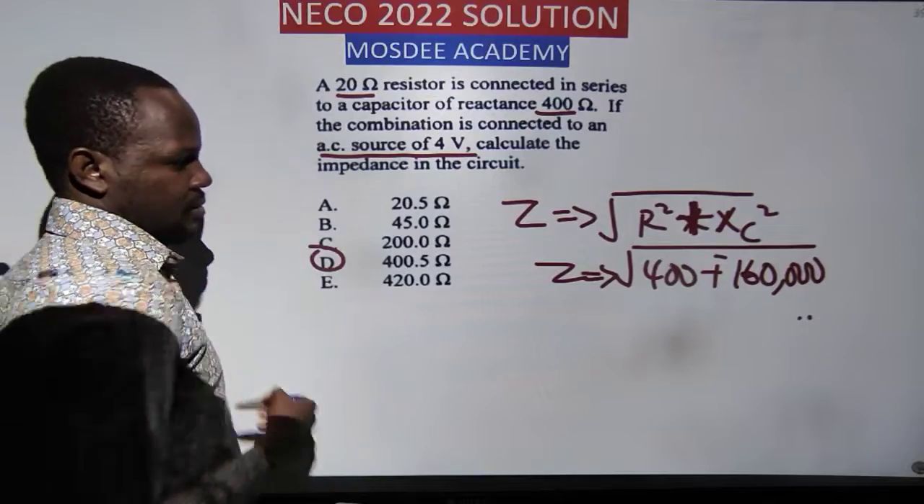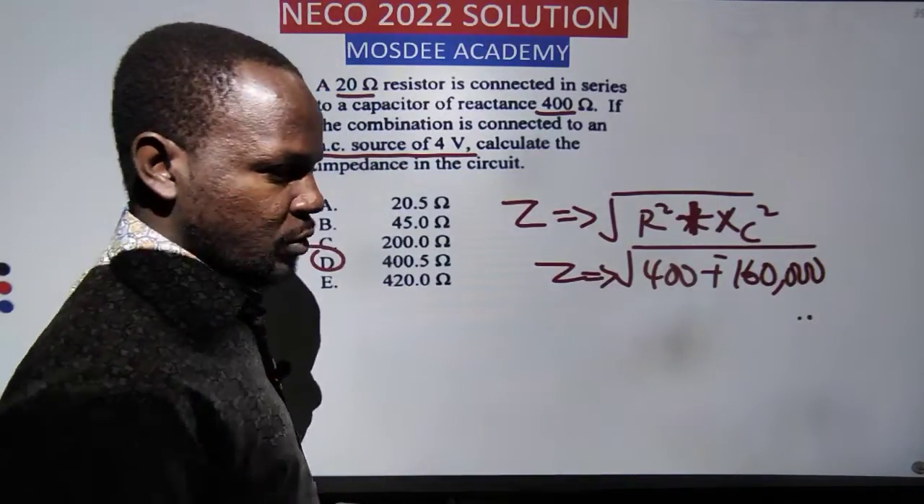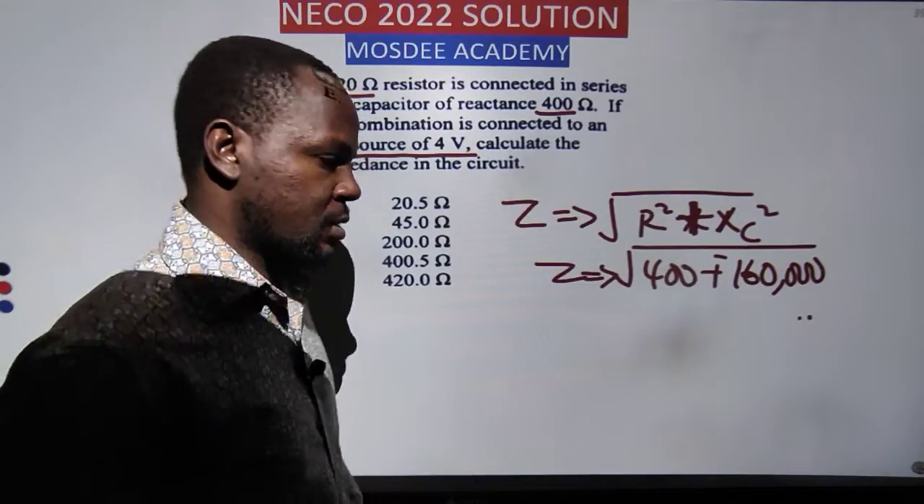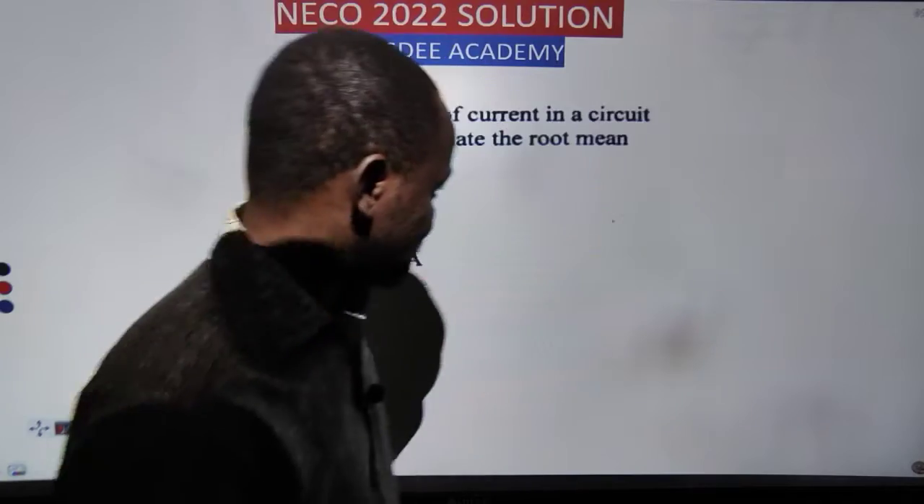is, you can let me press the calculator. Square root of 160,400. That's the answer. Right? Let's move on. Next one.